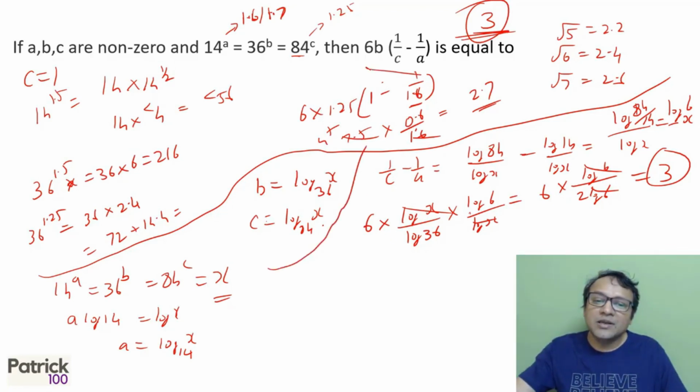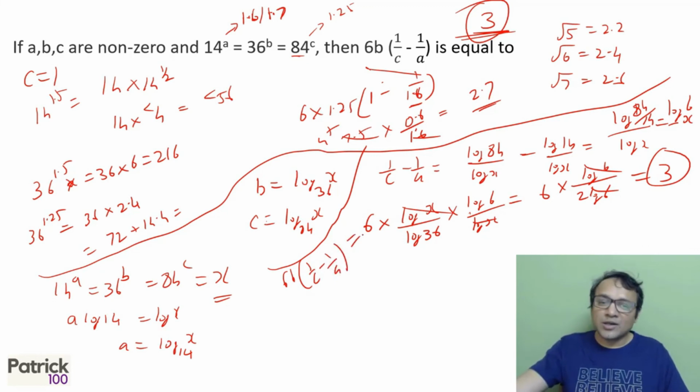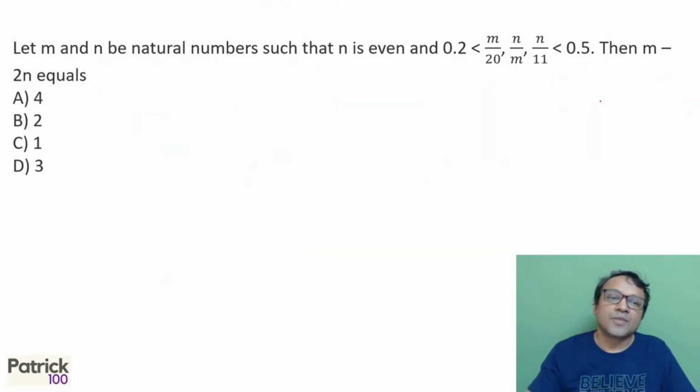6B into 1 upon C minus 1 upon A, solve it. From there you get 3. Right, I hope this is clear. Approximation is solved faster than what I solved out here. This is just to explain to you. But yes, even logs is fine here.